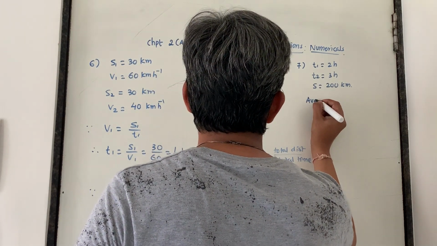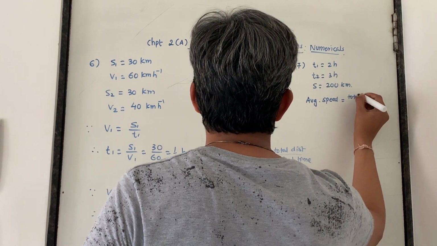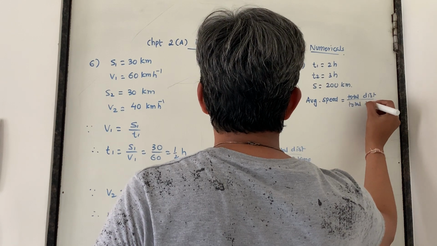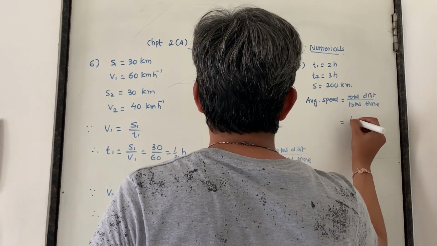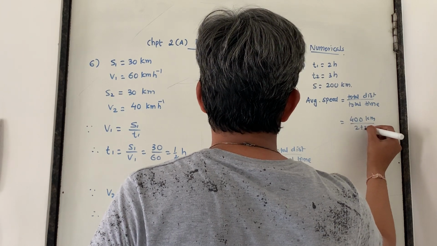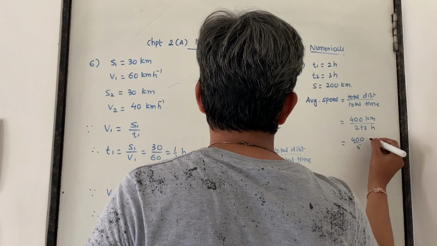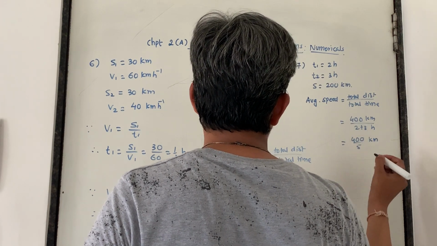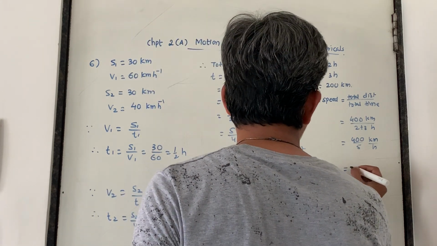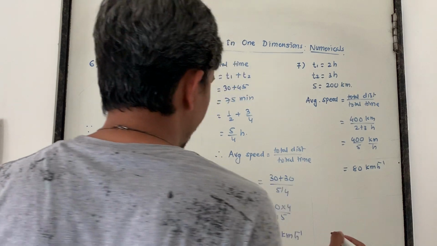Average speed is equal to first total distance upon total time. Total distance will be 400 km. Total time will be 2 plus 3, which is 5 hours. 400 upon 5, right, kilometer per hour. That comes out to be 80 km per hour. This is 80 km per hour. That is the average speed.